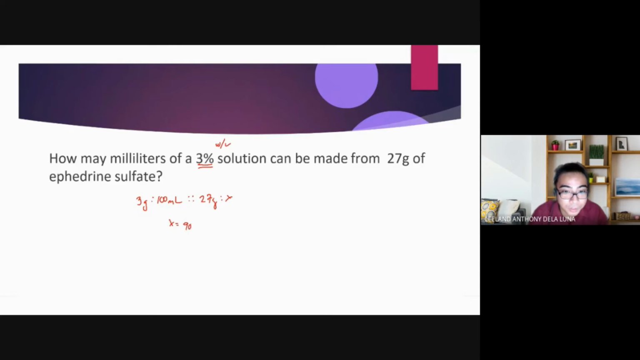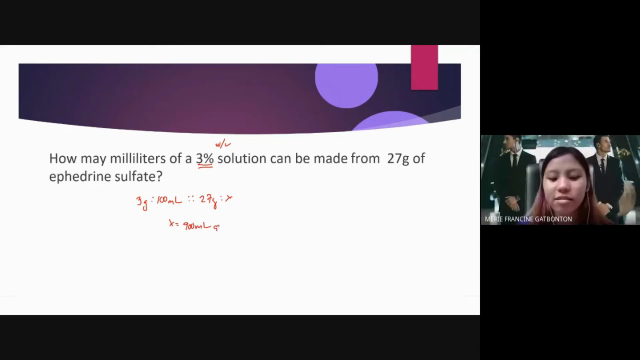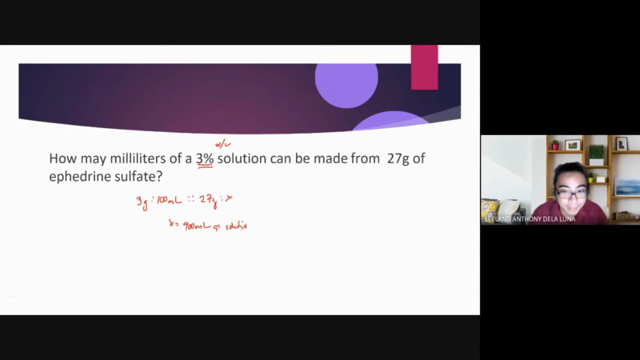Would mean I'm going to make 900 ml of the solution. Okay? So meaning, if this is my product, ito kunwari, yung lalagyan niya. This product, ang total volume niyan should be 900 ml. And this product contains 27 grams of ephedrine sulfate. Alright? Pero ang total volume niya dapat should be 900 ml. Are we clear? Very good.